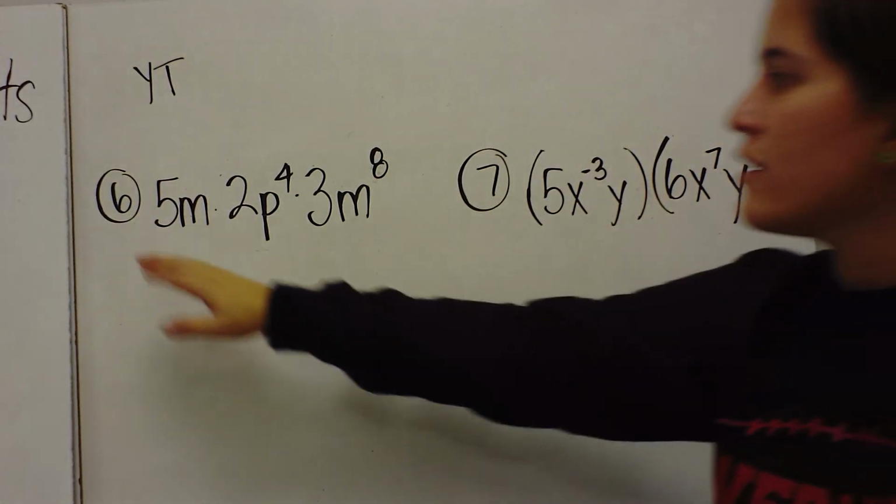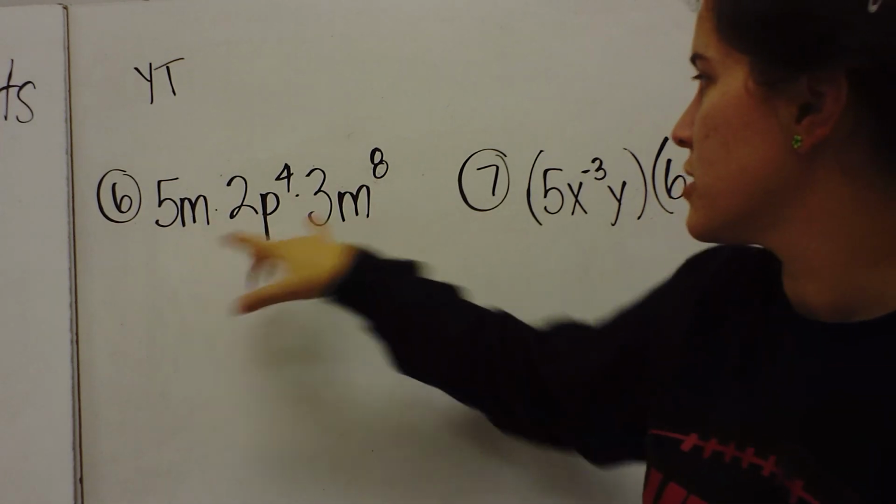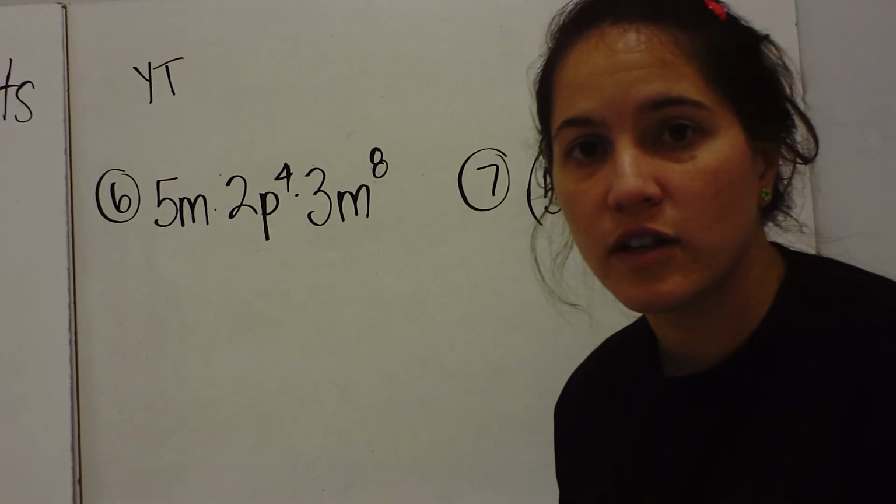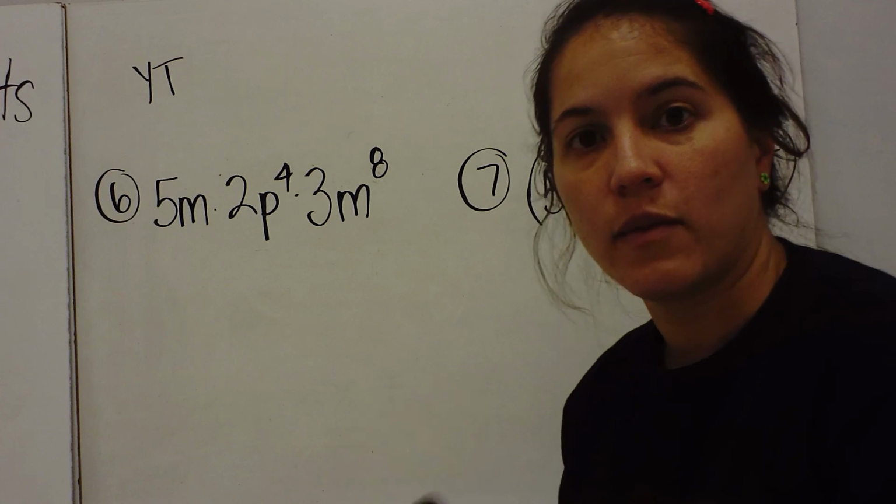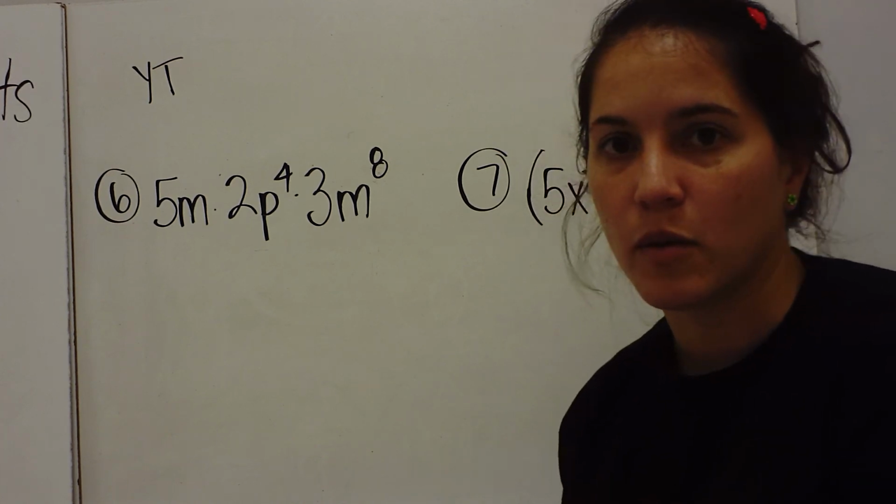So you try number 6 and 7. Number 6 and number 7, I want you to pause the video, work these out on your own, and then press play when you're ready for me to go over them. I'll move out of the way.